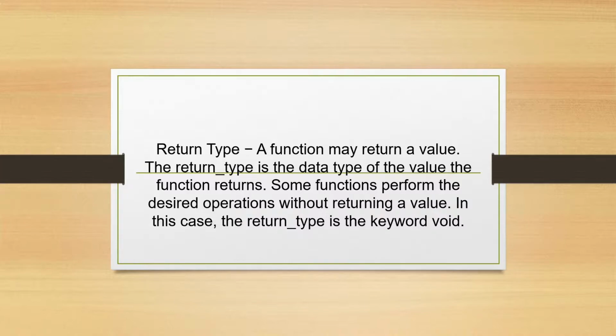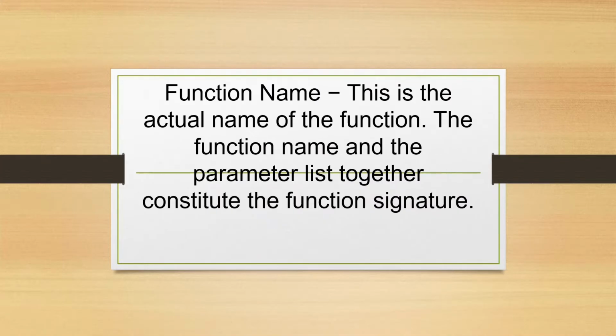The parts of the function are mainly: first, it has a return type, that is, whether it will return a value or not. Like in our main function we have int as the return type, and if our function does not return anything, it is named as void.